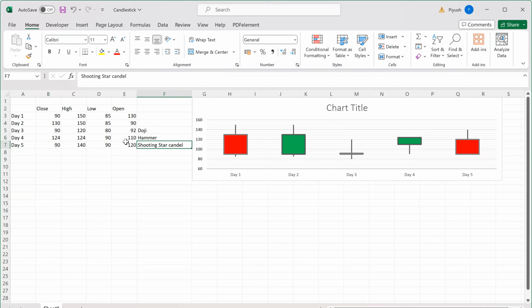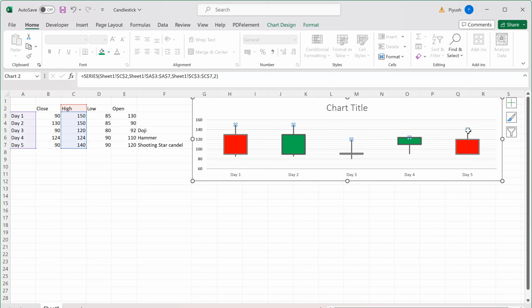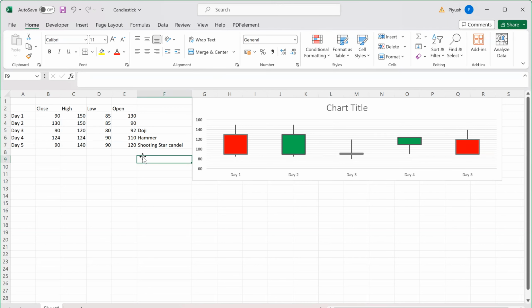The opposite of the hammer candle is the shooting star candle, right? The shooting star candle is where the price gets closed at the lowest of the day. So what is the low? 90 rupees is the low. And what is the closing price? 90 rupees. But during the day, it has gone to 140, right? The bulls were trying to push this stock higher and higher, but they were not successful. Ultimately, the bears were able to pull the stock down.